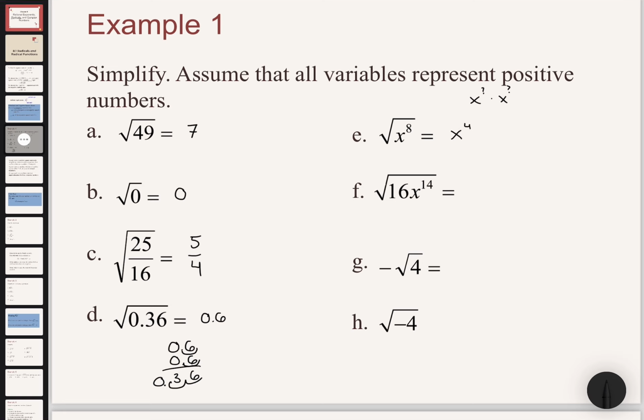Down here, I have square root of 16x to the 14. So square root of 16, that's just going to be 4. If you're dealing with square root of x to the 14th, basically what we want to do here is similar to what we did for e. What number would work as an exponent so that when I add it to itself, it gives me 14? That's going to be 7. So 4x to the 7th.